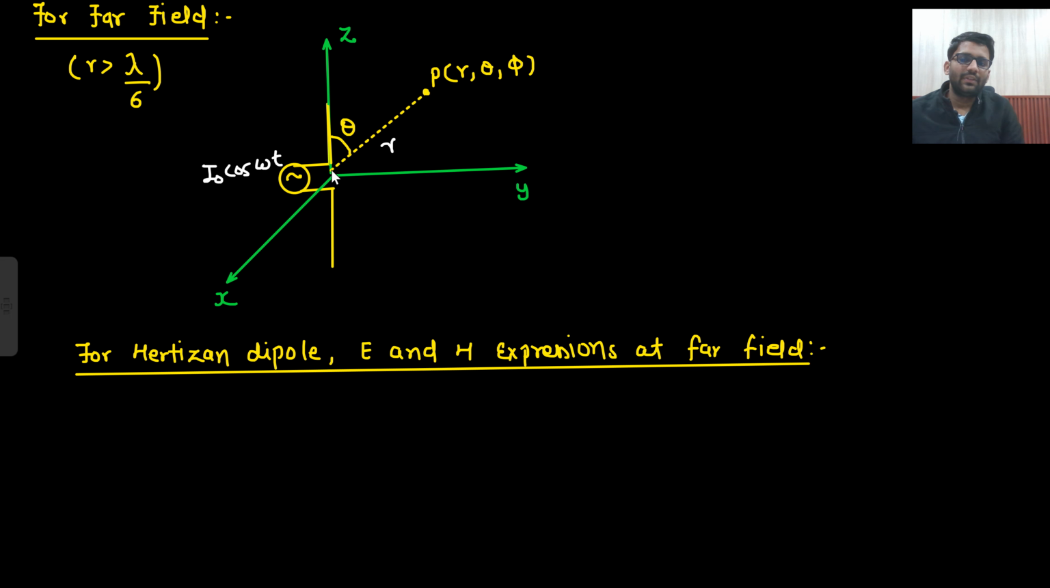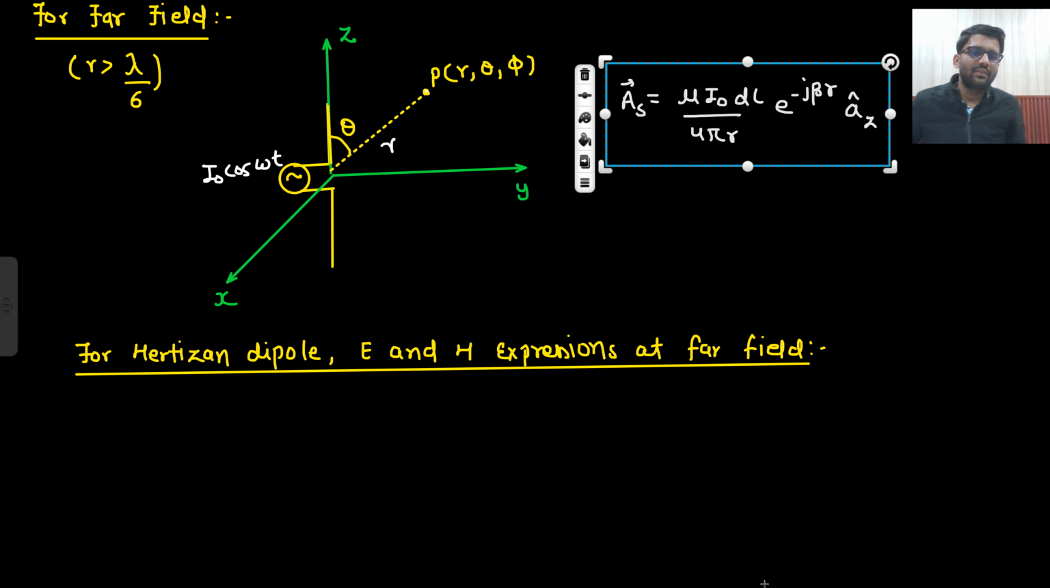So at point P, which is at a distance r, there I need to write down my E and H components. I have my A component. What is that A component? As is mu I naught upon 4 pi r, dl, e to the power minus j beta r, because the current is I naught e to the power minus j beta r, I naught dl, and then the direction of current. What is the direction of current? That is a z cap. This is my As. Now I need to write down my H phi and E theta.